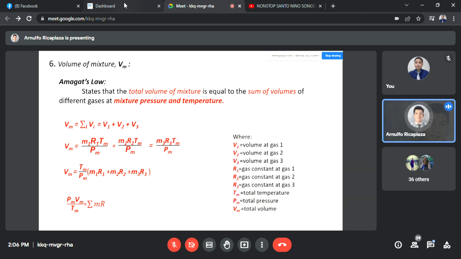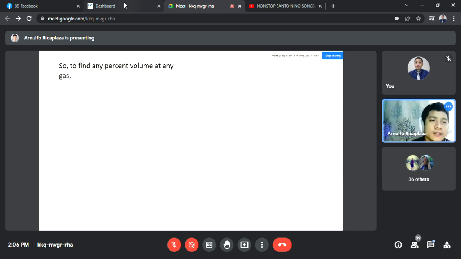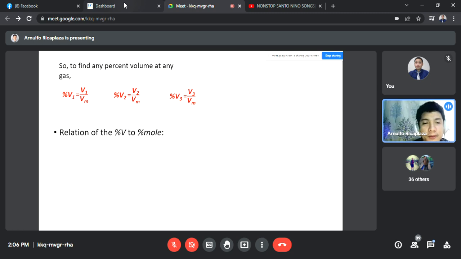Take note of the definition of each variable used. To find the percent volume of any gas: percent volume of gas 1 is V1 over Vm, of gas 2 is V2 over Vm, and of gas 3 is V3 over Vm. That is the total gas. We have the relation that percent volume equals percent mole, derived from Amagat's law. So always remember the percent volume is equal to the percent number of moles, or mole fraction. Therefore, V1 over Vm is equal to N1 over Nm.